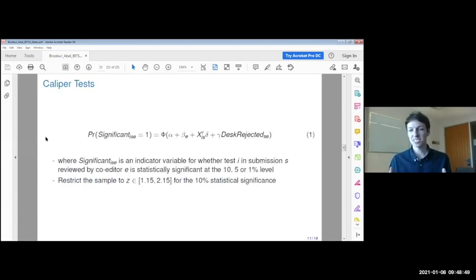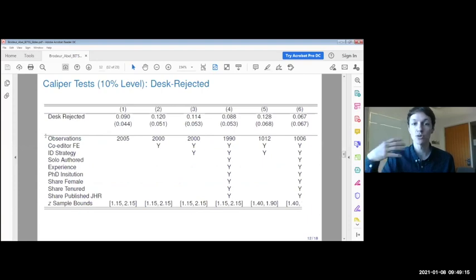A Caliper test basically is you restrict a sample close to a statistical significance threshold. So you compare the mass of tests that are borderline insignificant versus the mass of tests that are borderline significant. And you run a probit or logit. So the dependent variable is whether it's significant or not, at say the 10% level. And you restrict the sample close to it, a bit above and below the statistical threshold. So let me show you 10%. I'll show you desk rejection, then the stage of reviewer, and then the final stage, which is for papers that are accepted. So this is for desk rejection at the 10% level.